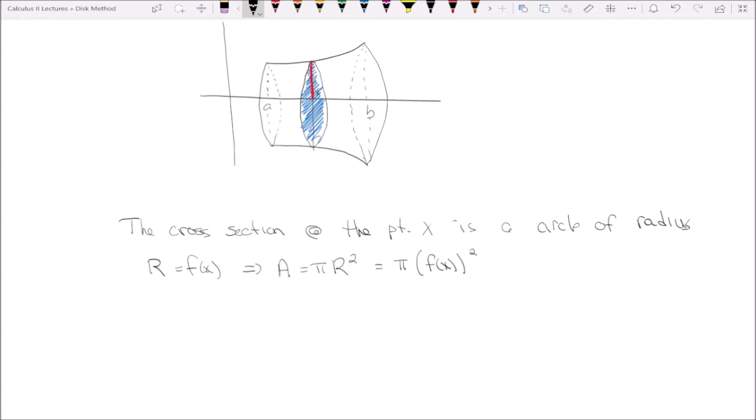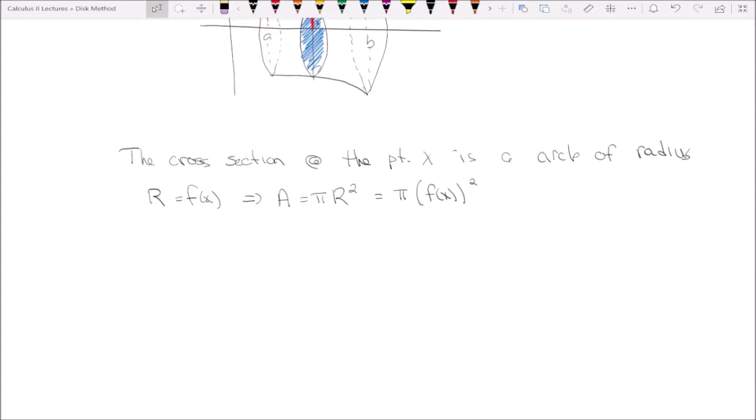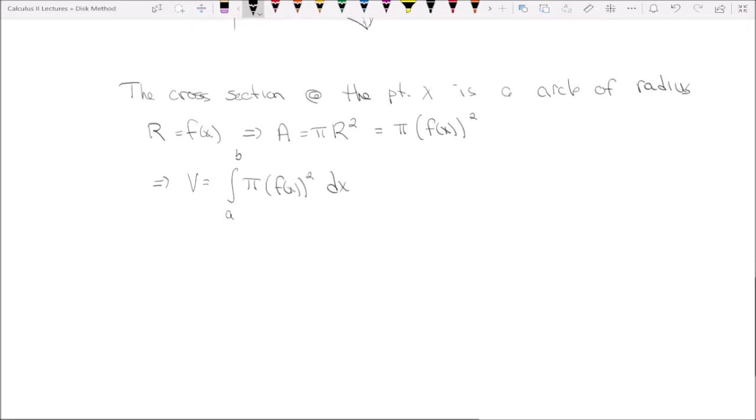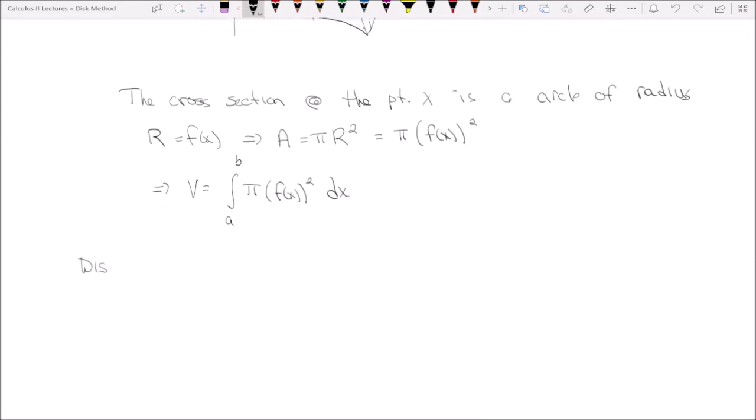Well, we saw previously that the volume of this would be the integral of the cross-sectional area. So it'd be the integral from a to b of pi times f of x squared dx. This is the disk method.